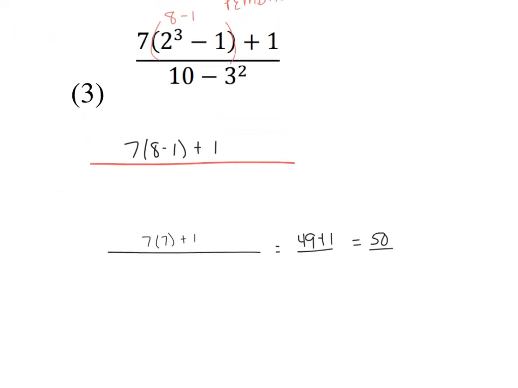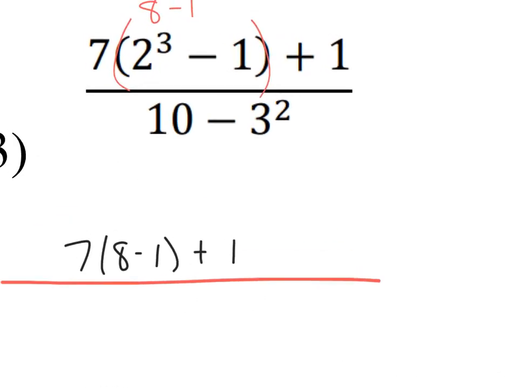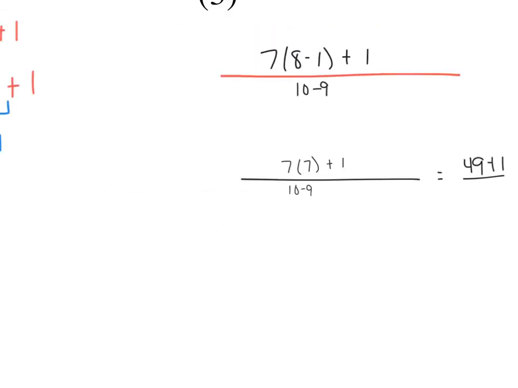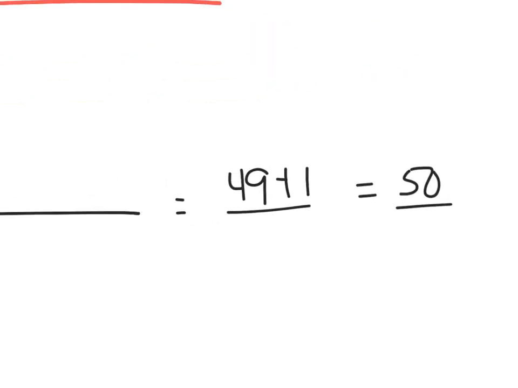In my denominator, I have a 10 minus 3 squared. So this is really 10 minus 9, because I have 3 times 3 is 9. So I have a 10 minus 9 in my denominator. 10 minus 9, you can just write as 1. So 50 divided by 1 is 50. That's your final answer.